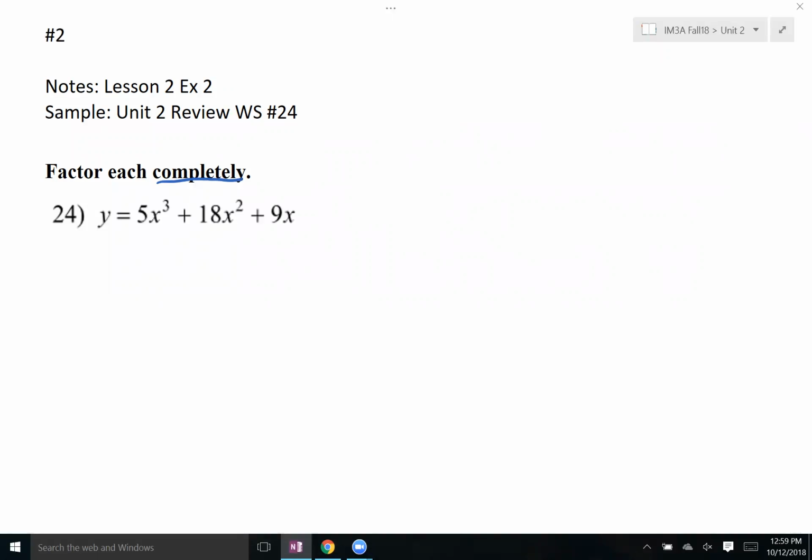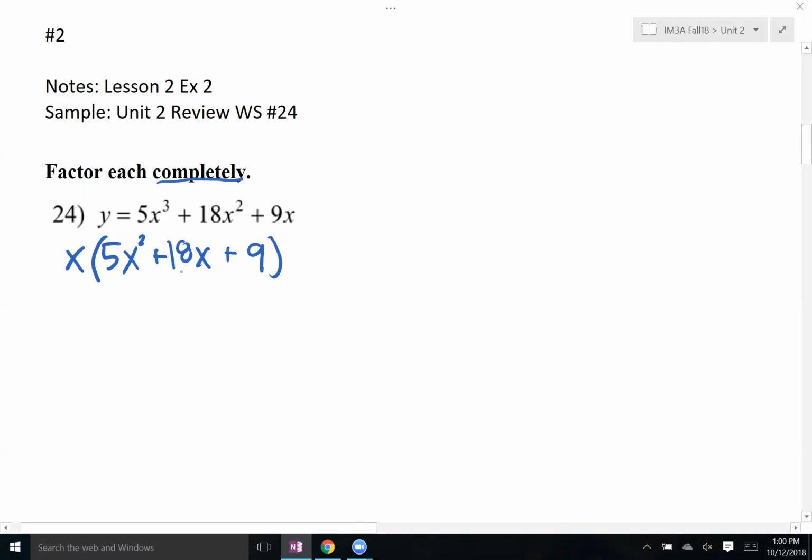Is there a number or a variable that goes into every term? As I look at these numbers, 5, 18, and 9, there's no common factor between 5 and those other two numbers. So I can't factor out a number, but they each have an x, so I can factor out an x. If I factor out an x, I'm left with 5x squared plus 18x plus 9, because factoring out a variable just brings down each power by 1. Now I'm left with something that's quadratic.